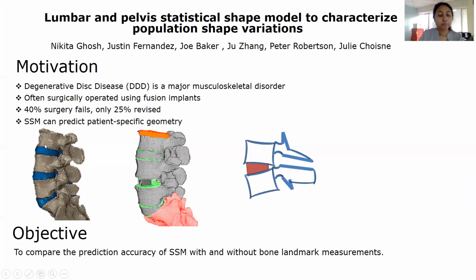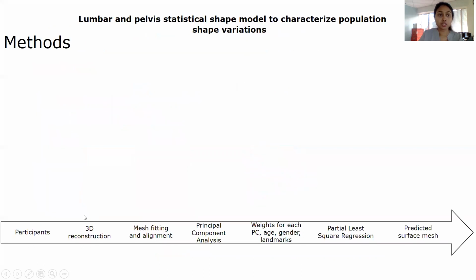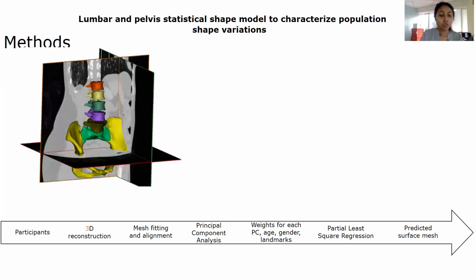In this study, I have developed two statistical shape models, one with bone measurements and the other one without bone measurements. The objective of my work was to compare the prediction accuracy of the statistical shape model with and without bone landmark measurements.